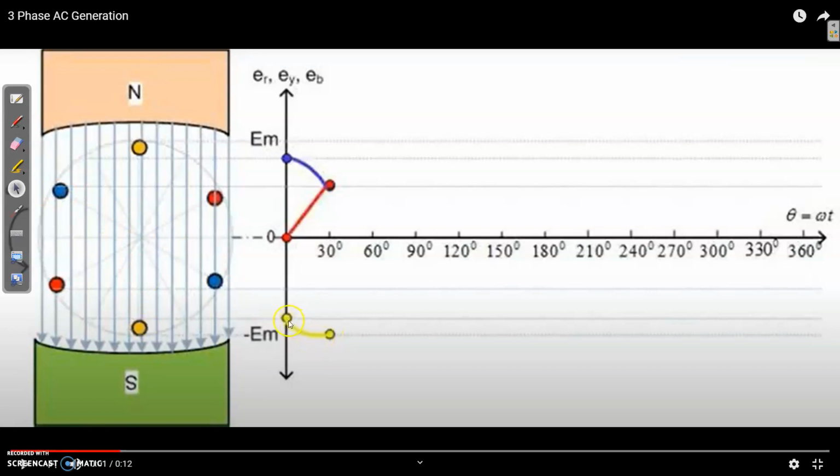If you observe, the yellow phase is at its negative maximum value and the blue phase voltage goes on decreasing. Likewise, if I calculate the value at each angle and rotate it for 360 degrees, if I plot it for 360 degrees, how does it look?